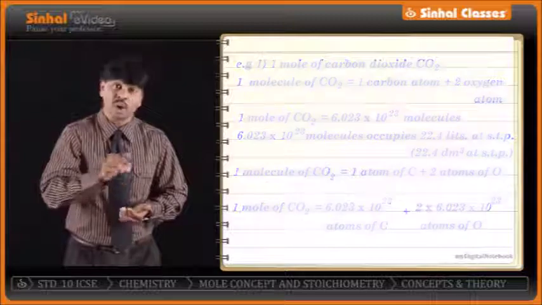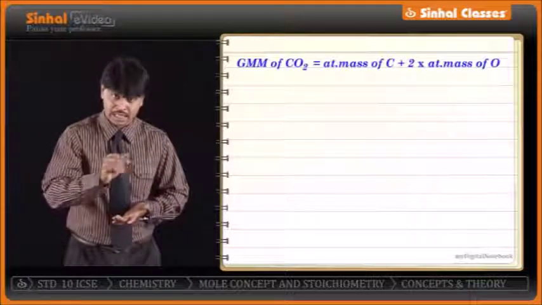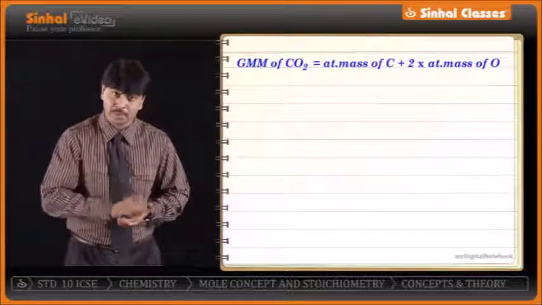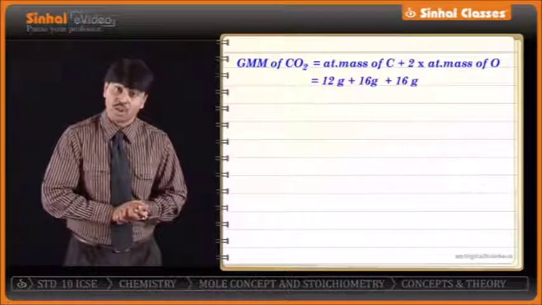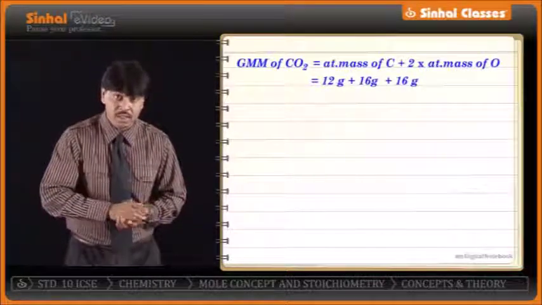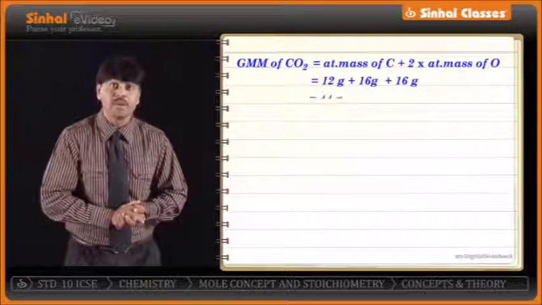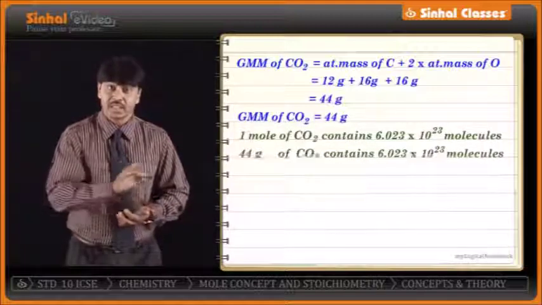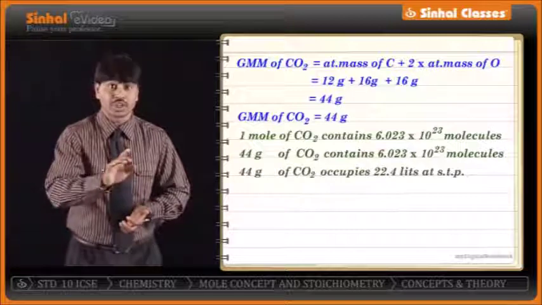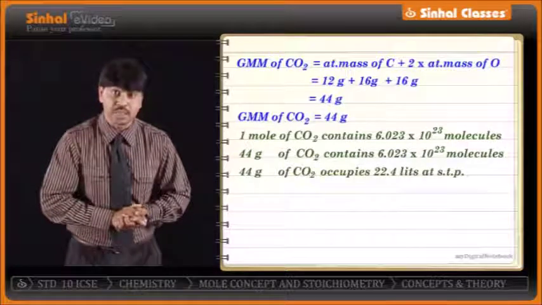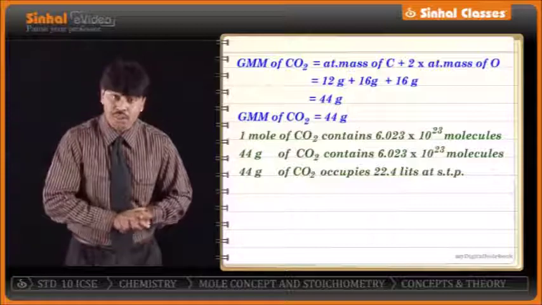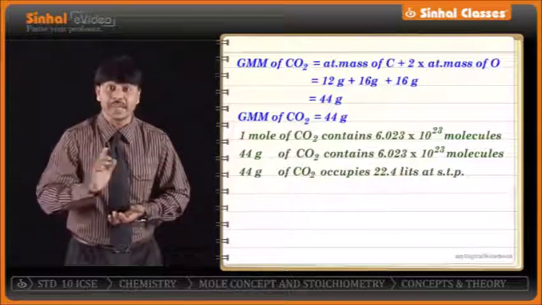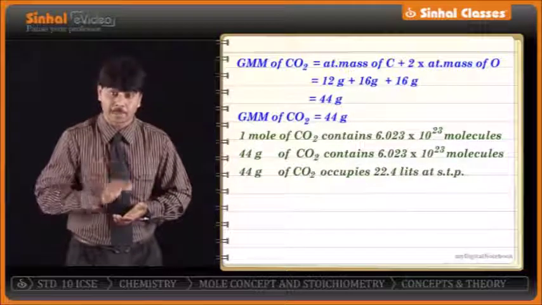What will be the gram molecular mass of this molecule? Let's work it out. CO2 is made up of 1 carbon plus 2 oxygen: carbon weighs 12, oxygen 16, another oxygen also 16, so add the weights. It comes out to be 44 grams. That means 1 mole of carbon dioxide is equal to 44 grams. 44 grams will always have 6.023 × 10^23 molecules, which will always occupy 22.4 liters at STP, that is, standard temperature and pressure.